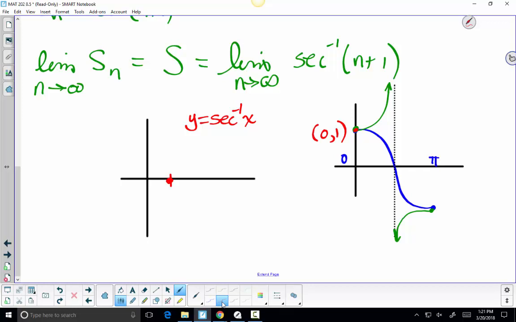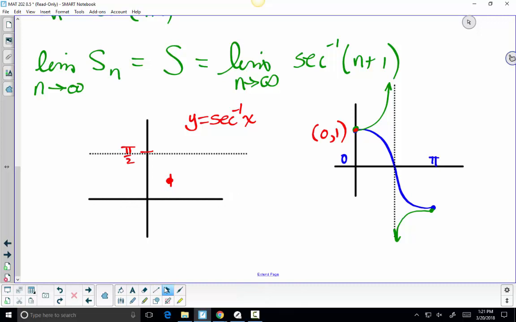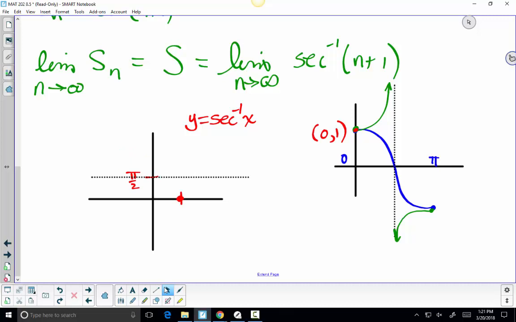Now, what this is telling us is that if we come over to pi over 2, we have a vertical asymptote. So that means that if we come to pi over 2 on the y-axis, we're going to have a horizontal asymptote right there. Let me move some of this stuff around a little bit. I need a little more space. Okay. Now let's get this point over here. This point is pi, negative 1. So that means negative 1, pi is on the graph. So we've got these two points, and we've got this asymptote.